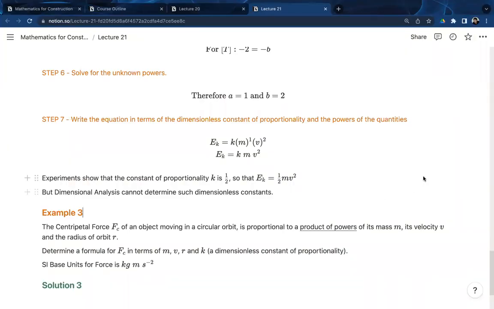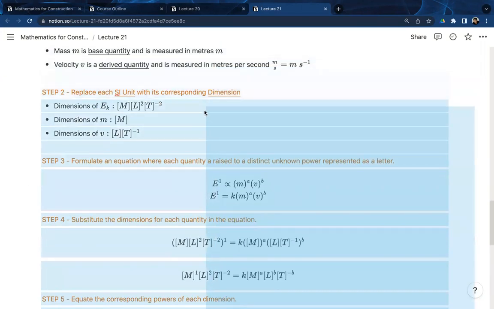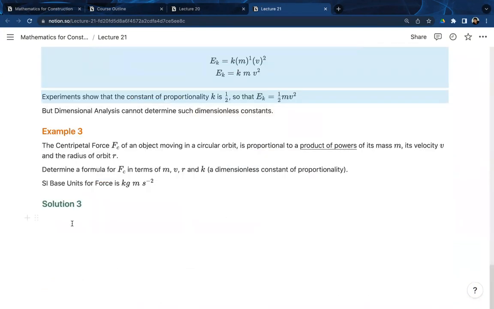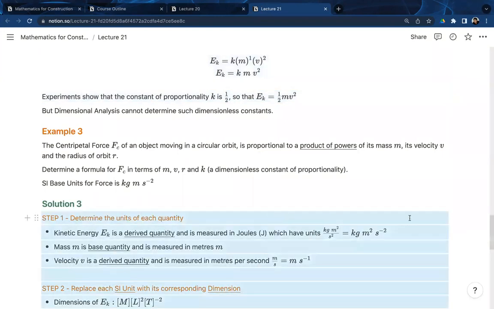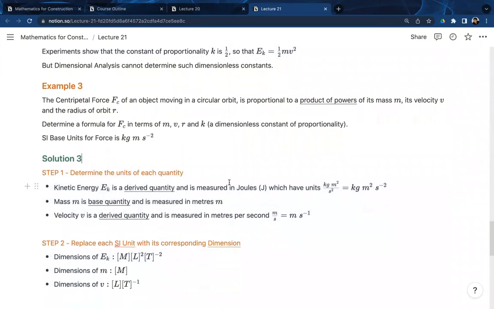Okay, so we're going to copy all these steps here and just change it up. Determine the units for each quantity. So, centripetal force.